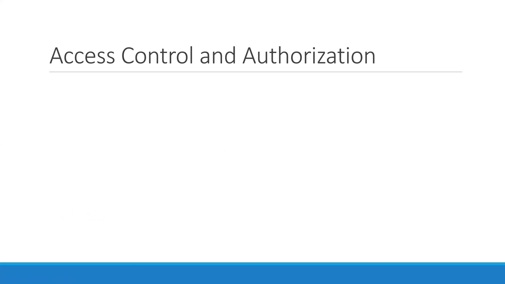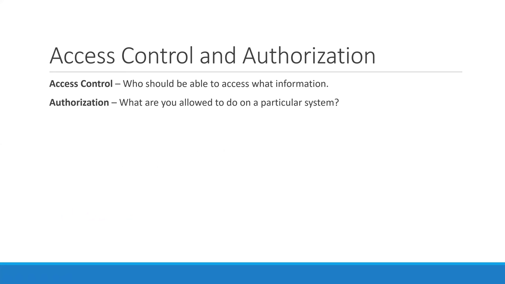Okay. So starting off, access control is basically who should be able to access what information on a system in its general sense. And then we have authorization, which is what you're allowed to do on a particular system. So it's a common mistake to think that access control and authorization are the same thing. They're definitely related, but they're not exactly the same thing.